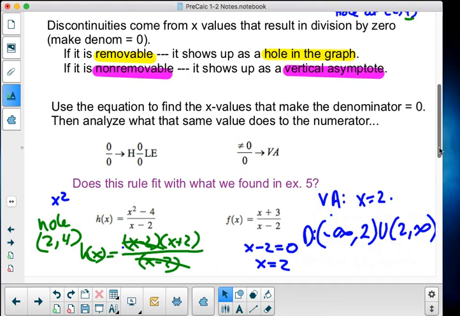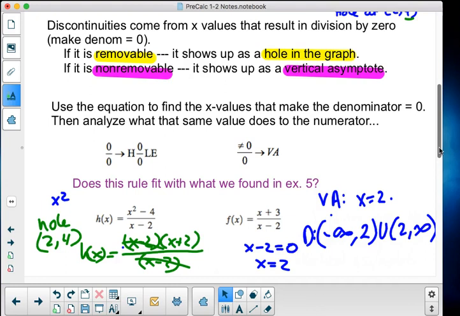Okay, they make the denominator 0. If it's removable, it shows up as a hole in the graph. Okay, and that's just a circle above that point along the graph. If it's non-removable, it'll show up as a vertical asymptote.